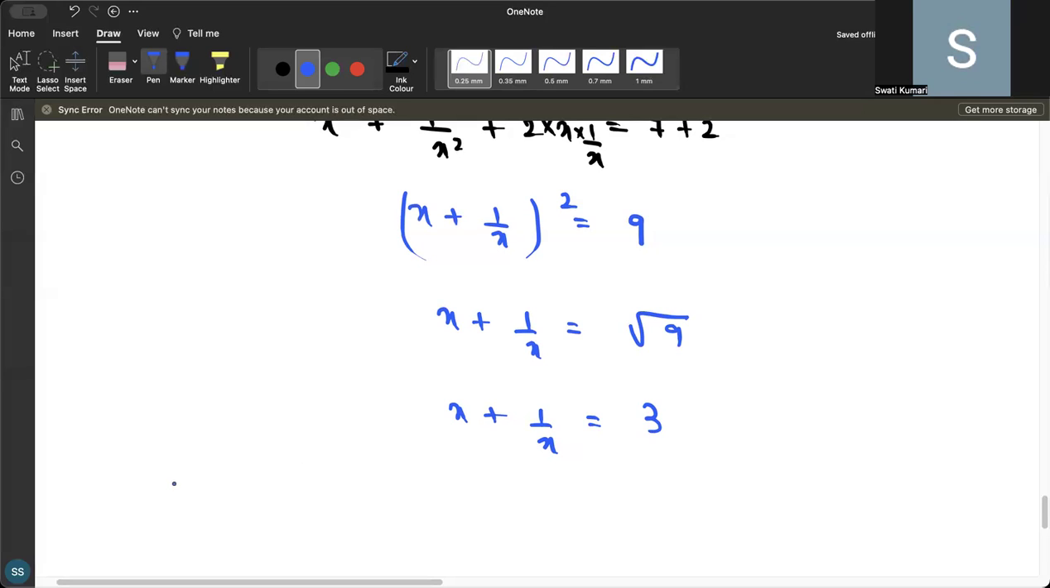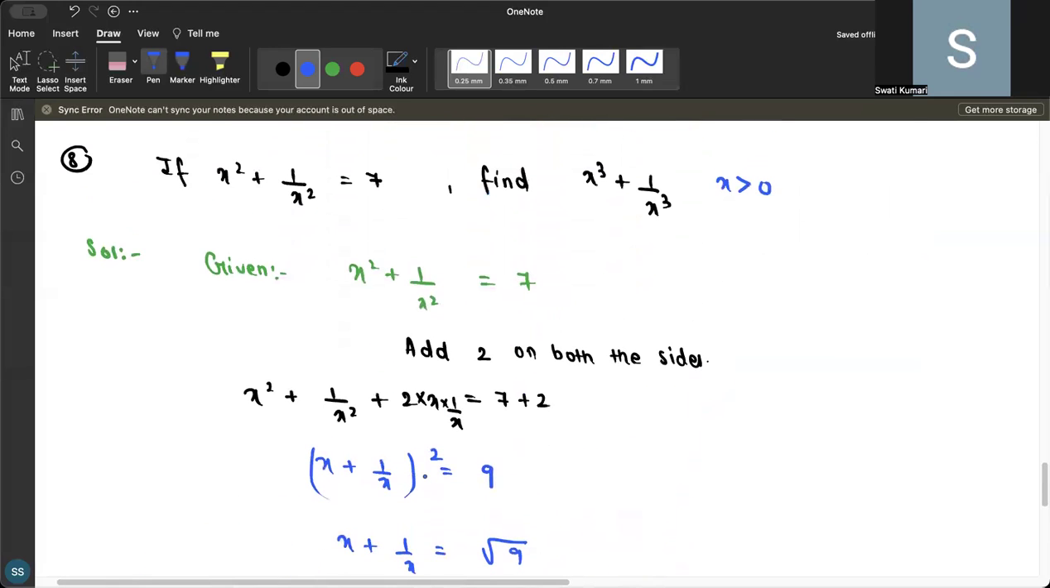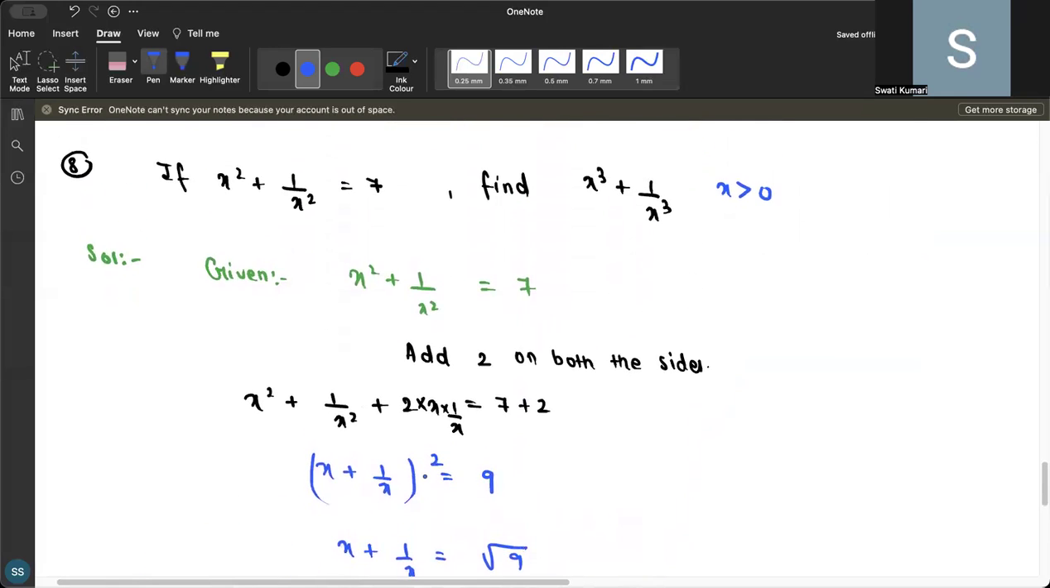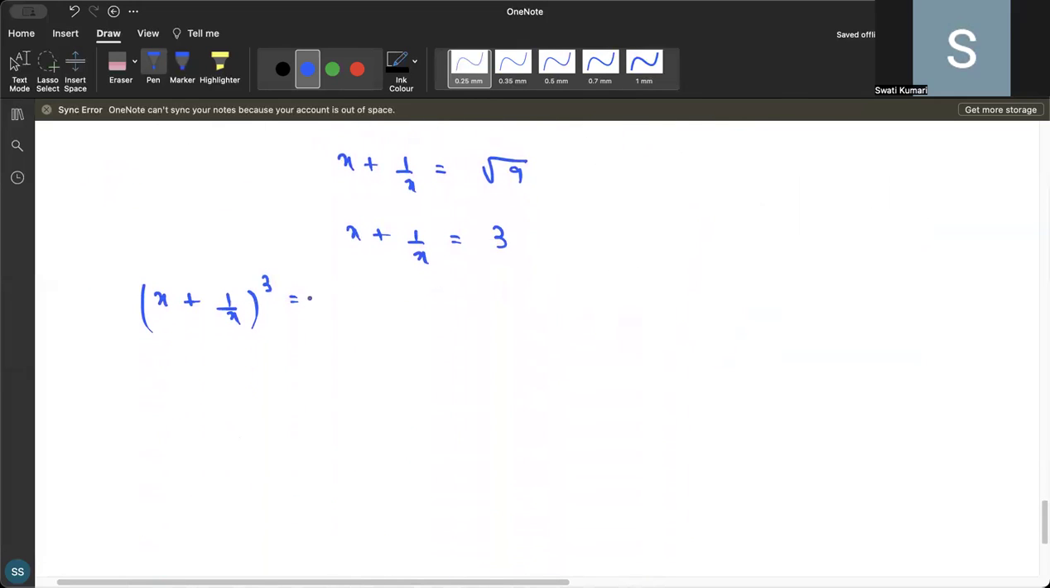Now, we know the formula of a plus b whole cube. Okay, so I'm writing here, of course, x plus 1 by x. We have to find out x cube plus 1 upon x cube, right? So I'm just writing here a plus b whole cube is a cube plus b cube plus 3ab, that means 3 into x into 1 by x, into a plus b, that means x plus 1 by x.